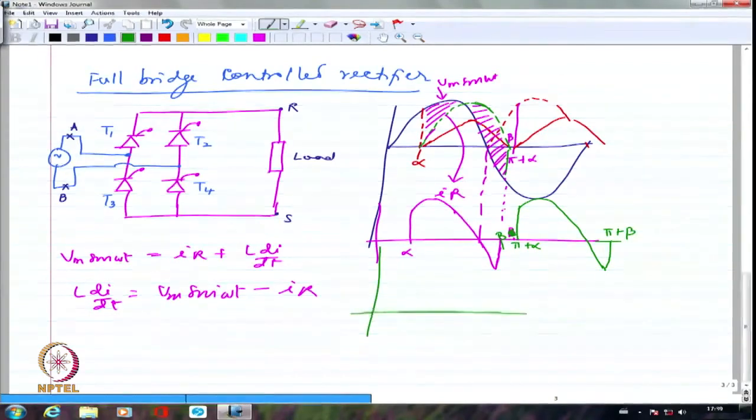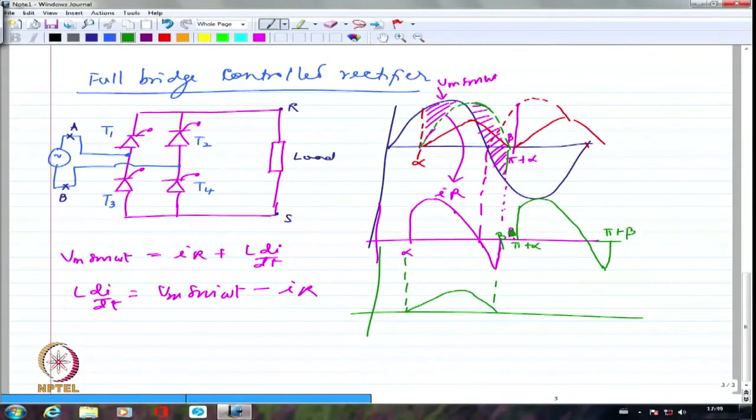If I try to draw the supply current waveform, I will have this to be the current on the supply side and this to be the negative half cycle of the current on the supply side. They are exactly symmetrical. So it is starting at alpha, ending at beta. It is starting here at pi plus alpha and ending here at pi plus beta. Supply side current.